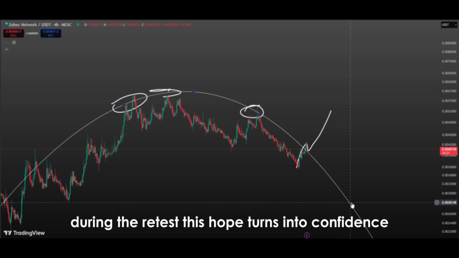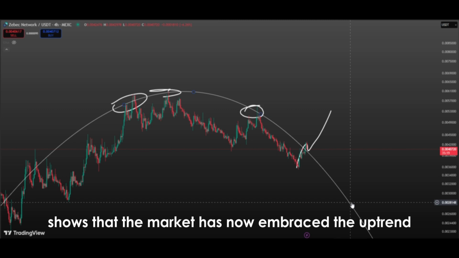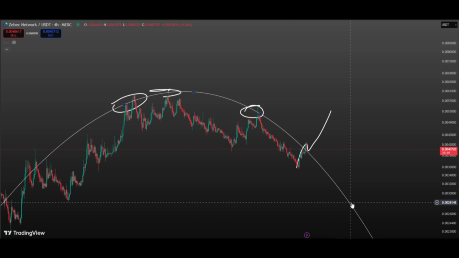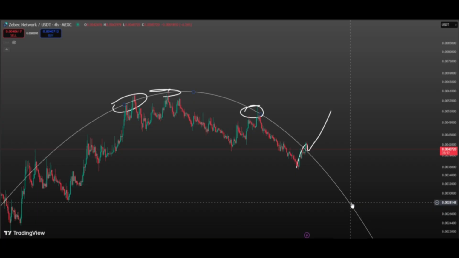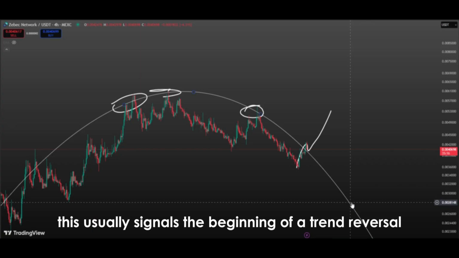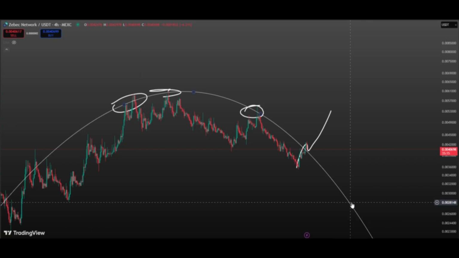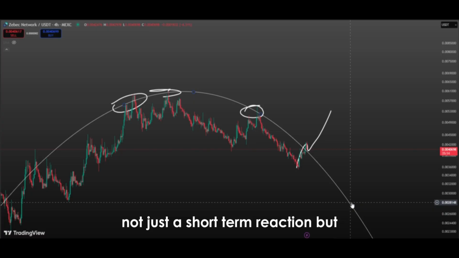During the retest, this hope turns into confidence, because the price bouncing upward from the retest shows that the market has now embraced the uptrend. From that point on, buying appetite increases and the likelihood of higher prices becomes stronger. Technically, if the price moves upward after retesting the descending curve, this usually signals the beginning of a trend reversal. In other words, the price may have entered not just a short-term reaction, but a longer-term upward process.